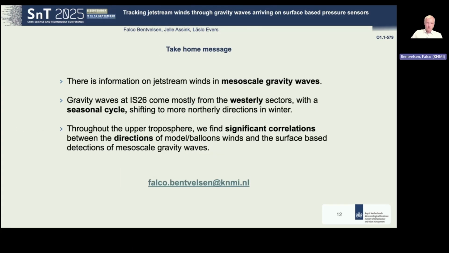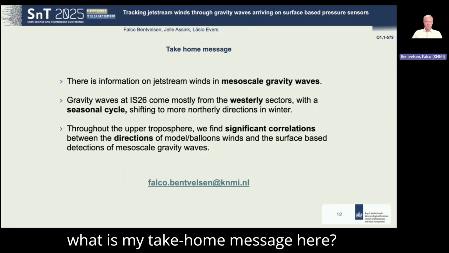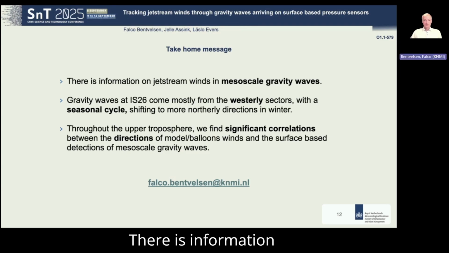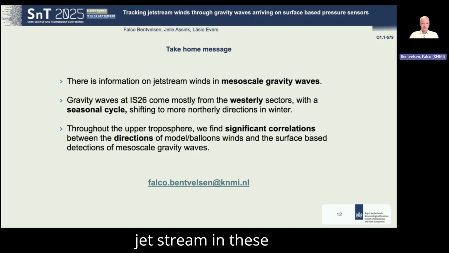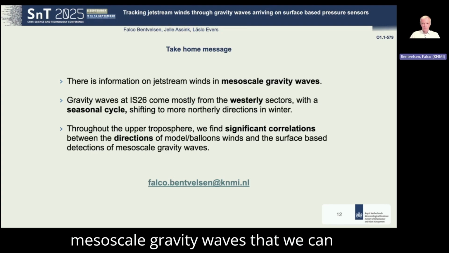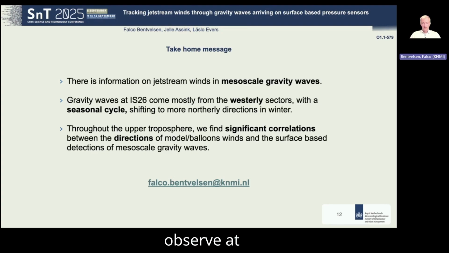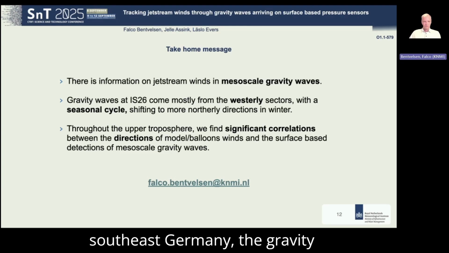So what is my take-home message here? There is information on the winds at the height where we typically find the jet stream in these mesoscale gravity waves that we can observe at least at the IS-26 array. And they're in southeast Germany.